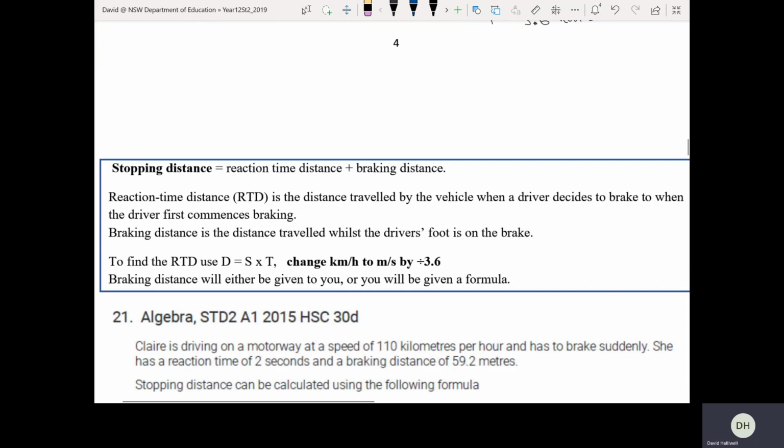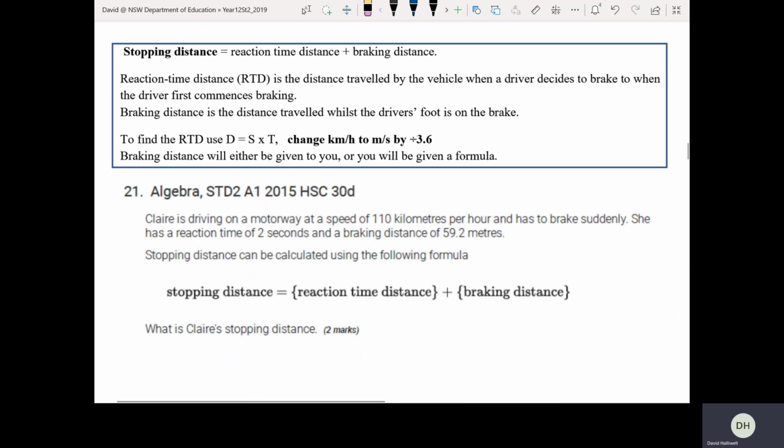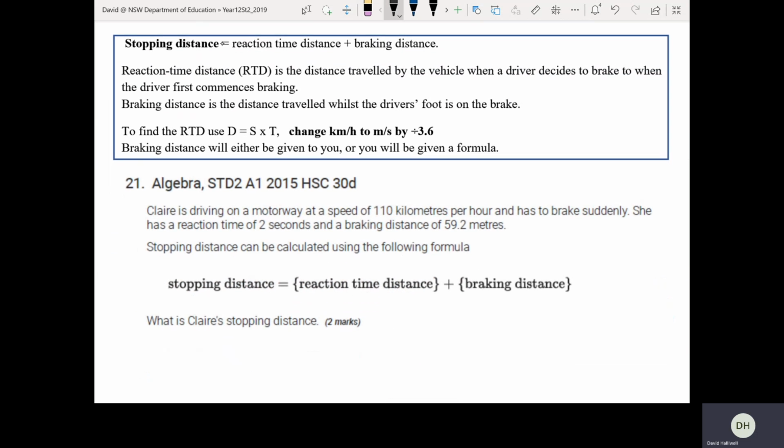Next one, another common application they ask in terms of speed, distance, time is your stopping distance, which is made up of two components, the reaction time distance and the braking distance. Reaction time distance is basically how far the car travels before you've got your foot on the brake. It's dependent on how fast you react. And the braking distance is how far you travel while your foot is on the brake.